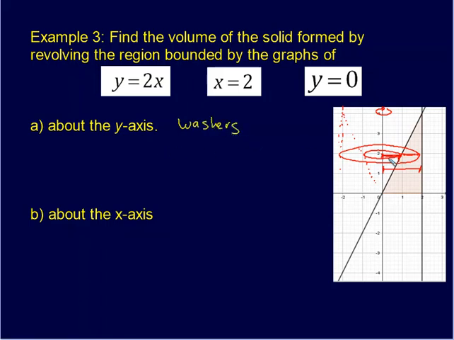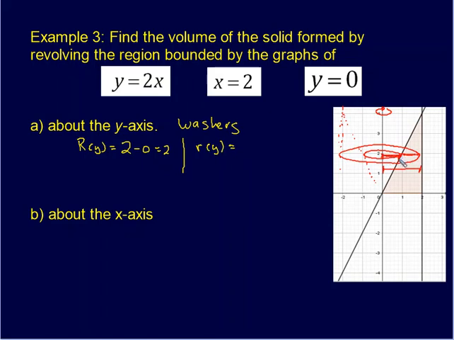Okay, so one thing I'm going to note in the work here is this does make washer slices, and I need to note what the large and small radius is. So for the large radius, it's going to be in terms of y, because for any value of y, it's going from the x value 0, which is the y-axis, out to the x value 2. So the bigger x is the 2 and the smaller x is the 0. So 2 minus 0, or just 2, is going to be the large radius.